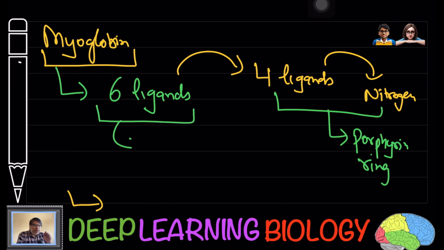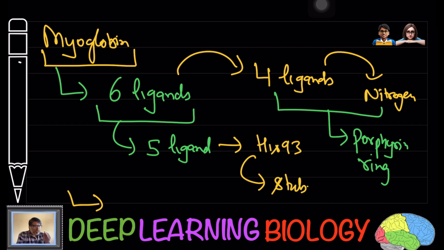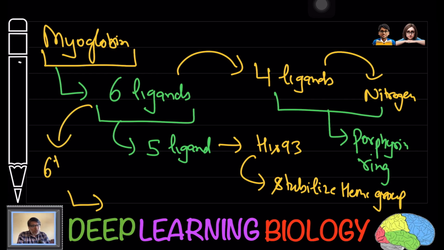Now the 5th ligand is the amino acid histidine, and this histidine, as you know very well, has an imidazole group, and this imidazole group stabilizes the heme group. The 6th ligand interacts with the oxygen. It is actually the oxygen binding site.